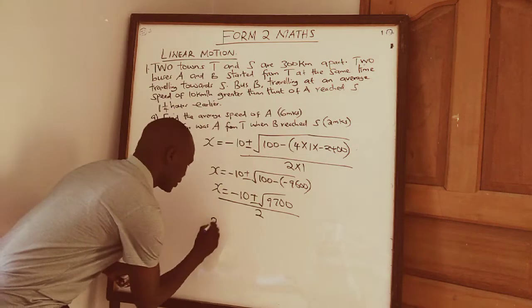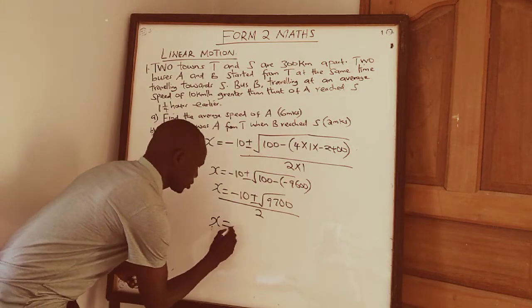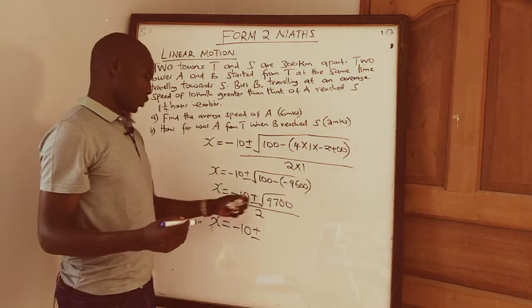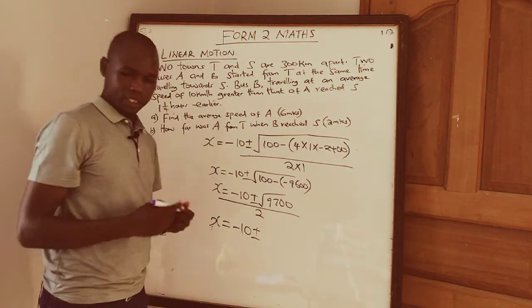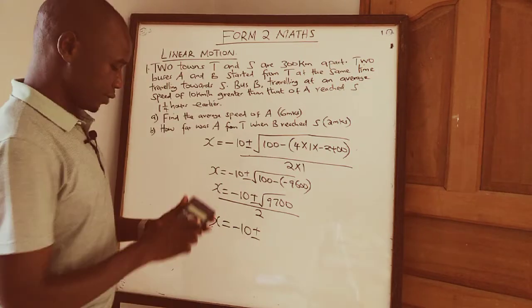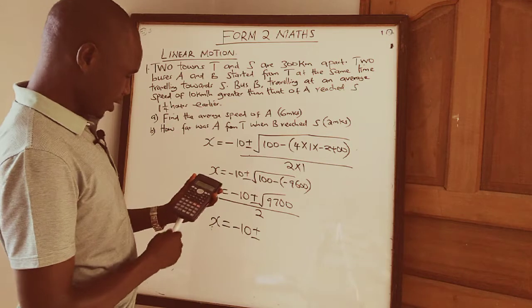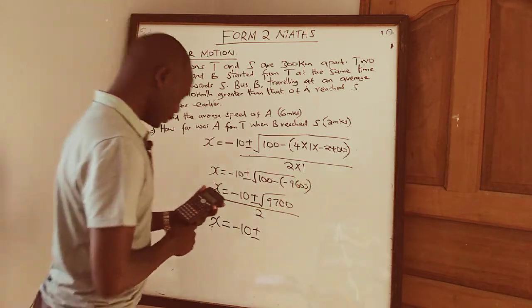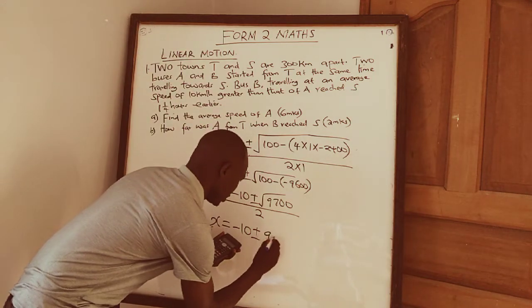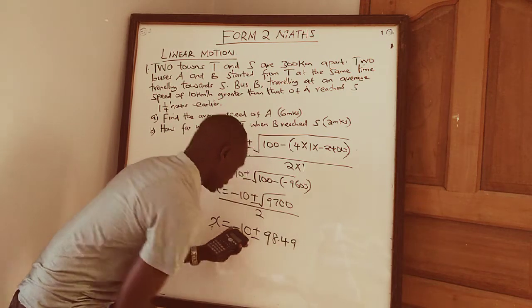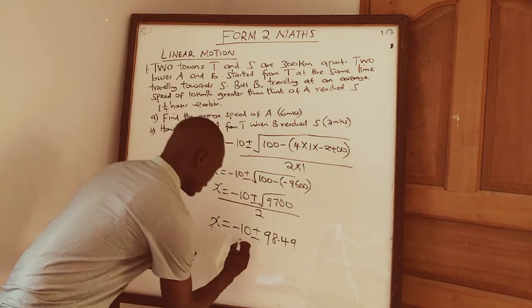This is our x, which equals minus 10 plus or minus the square root of 9700. The square root of 9700 will give us 98.49, correct to 2 decimal places.